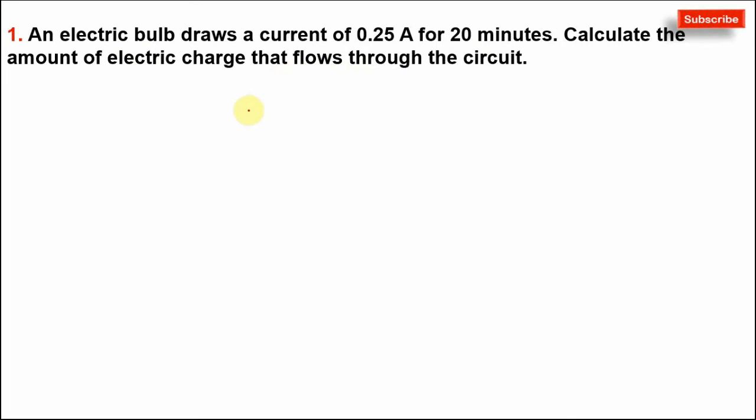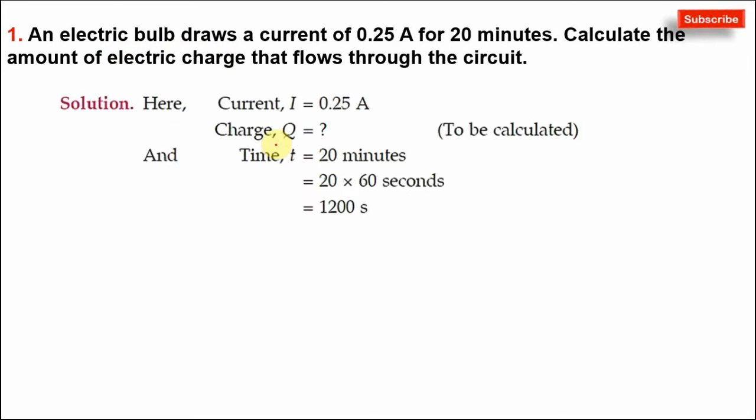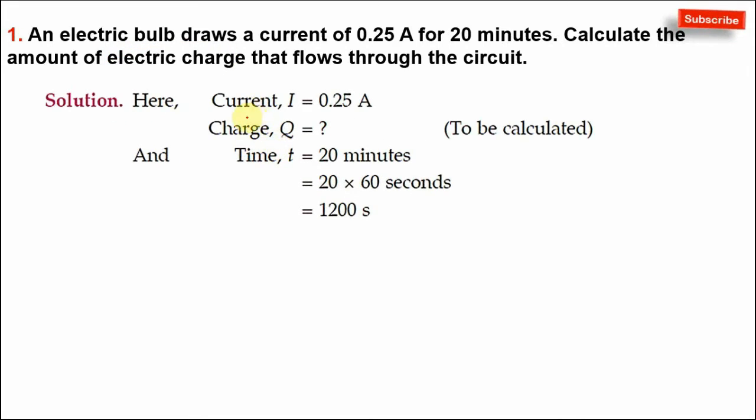म्हणजे त्यांनी इथं आपल्याला काय विचारलंय की अमाउंट ऑफ इलेक्ट्रिक चार्ज म्हणजे Q ची व्हॅल्यू फाइंड करायची आहे. तर त्यासाठी आपल्याला आधी गिवन डेटा लिहून घेतला पाहिजे. सो हियर इज द गिवन व्हॅल्यू ऑफ करंट इज 0.25 ampere, then the time, which is in minutes, we need to convert it into seconds. After converting 20 minutes into seconds, we get 1200 seconds.